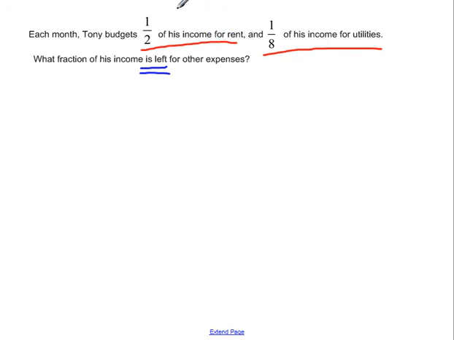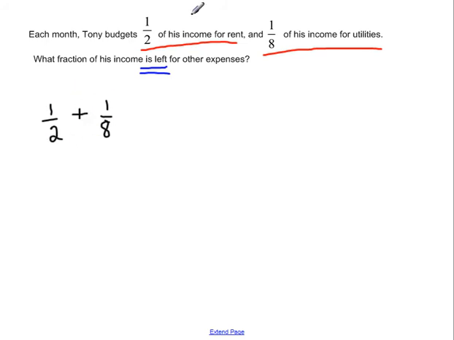So if we're trying to figure out the 1/2 that goes to rent and the 1/8 that goes to utilities, if we add those together, that will tell us the fraction of his income that is used for those two expenses. So let's go ahead and do that. So we've got 1/2 going to the rent, plus another 1/8 going to utilities. So let's see how we would add those two fractions.